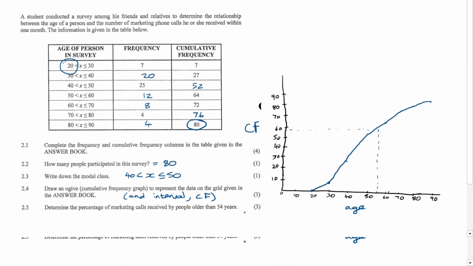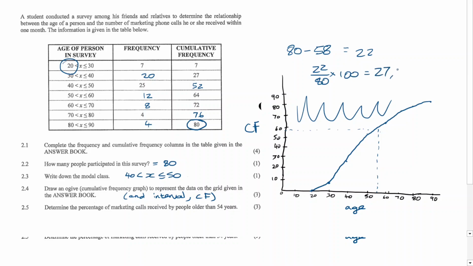What's the percentage of people older than 54? There's 80 people, and 80 minus 58 will give me all the people that are older than 54 years. So that's 22 people. To write it as a percentage, it would be 22 over the total times 100, which gives me 27.5%. This is a great question, these ones where you have to predict. You go up from 54 and across, but then you've also got to turn it into a percentage.